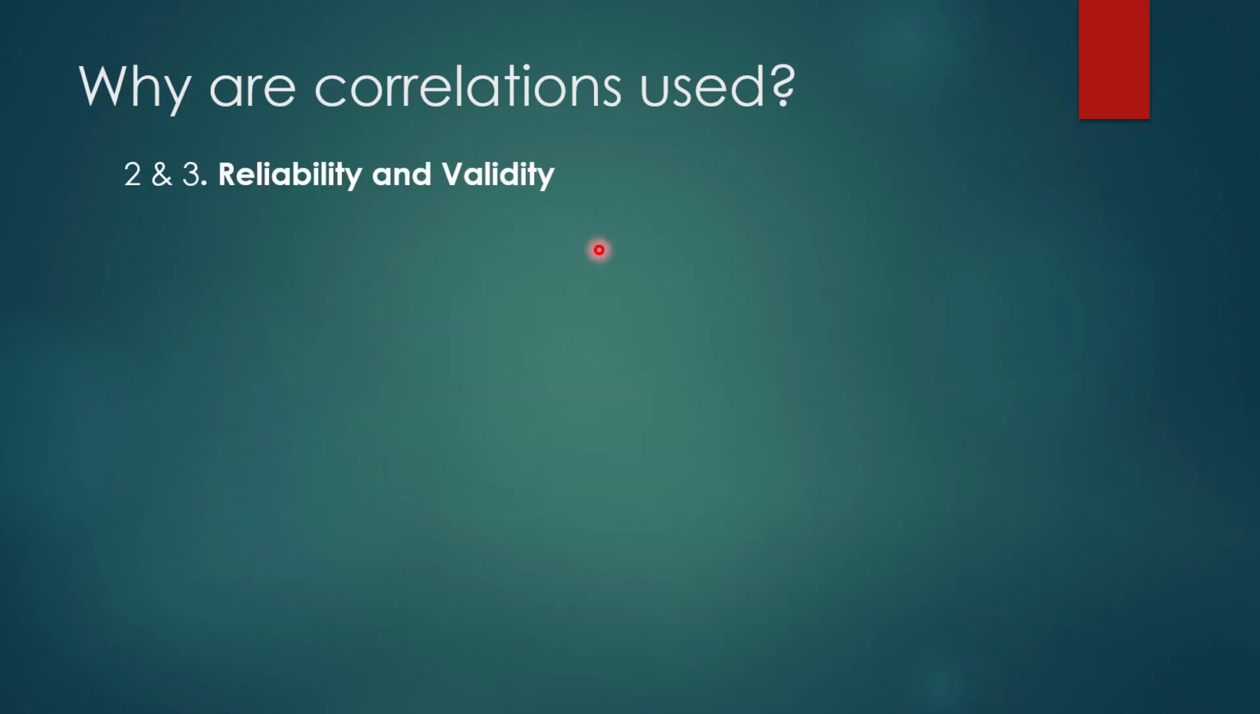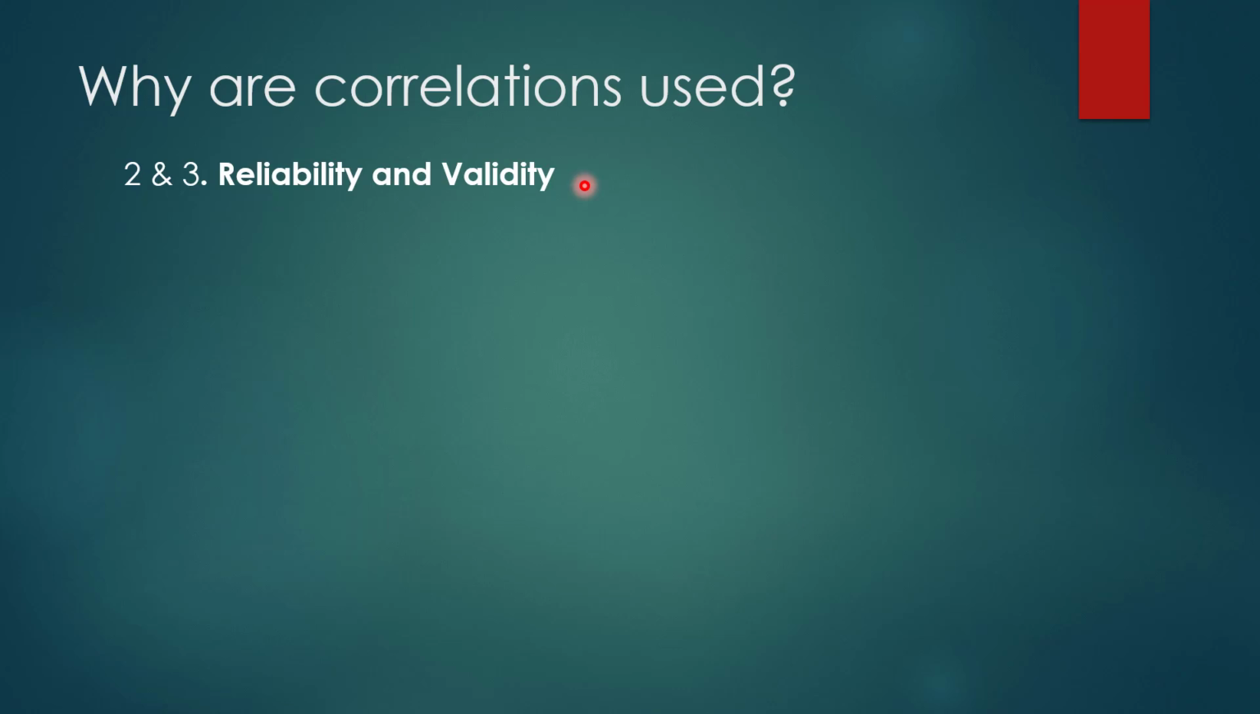So the second and third purpose of a correlational research strategy is reliability and validity. And we talked about this a lot earlier this semester. Remember, we talked about using it for construct validity, where you take an established construct and you correlate the outcomes with the new measurement that you've created. Or for inter-rater reliability, where you have two people rating or observing the same thing, and you look to see if their scores are correlated.